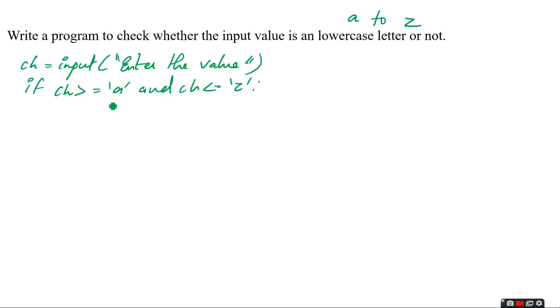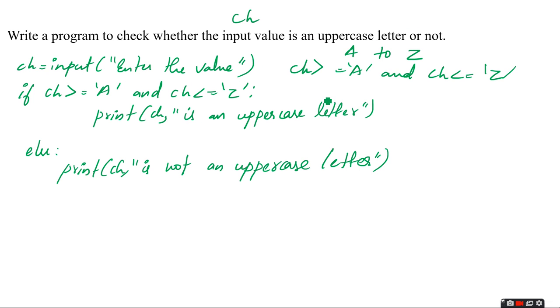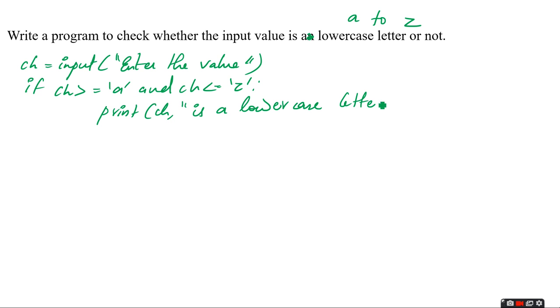to small letter z. If the condition is true, we can print that CH is a lowercase letter. Suppose for CH, we have input the value m in small letter. Then we have to print it as, if we are inputting small letter m, the condition is true because it is greater than a and less than z. It lies between a and z. So CH will be a lowercase letter.